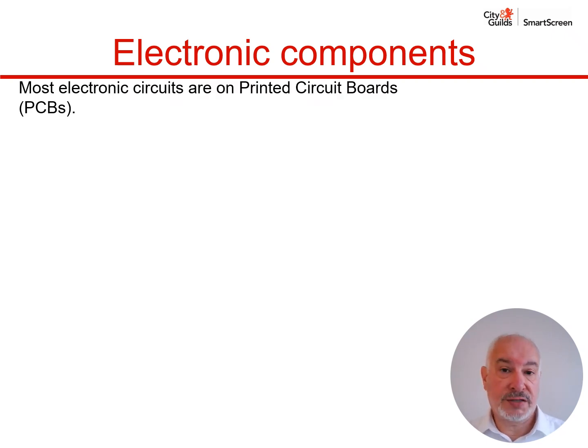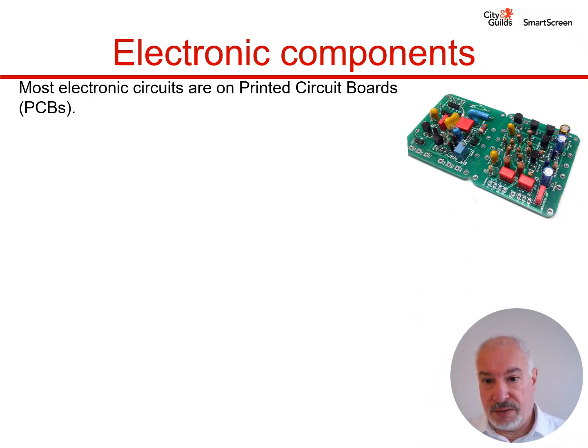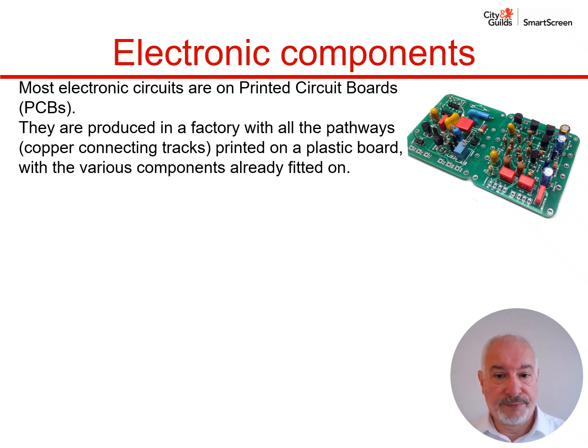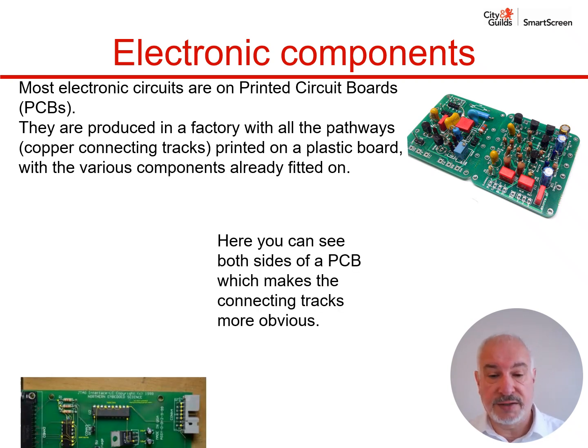Most electronic circuits are produced as printed circuit boards or PCBs. Here's a picture of a PCB and you can see the various different components again on the board. So you've got different shapes and sizes and colours, all with their own functions, and that's all produced in a factory. So all the pathways, that's the connecting tracks, the copper tracks, are printed on a plastic board, and then the various components are then fitted onto it in the different positions that are needed.